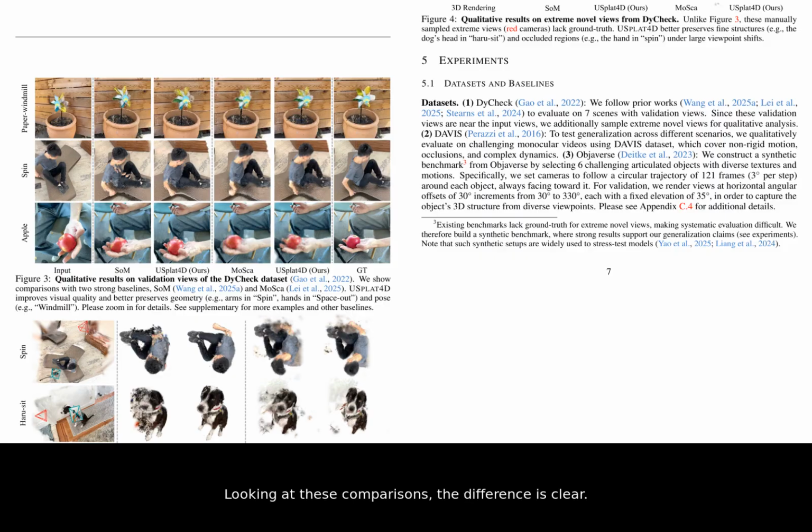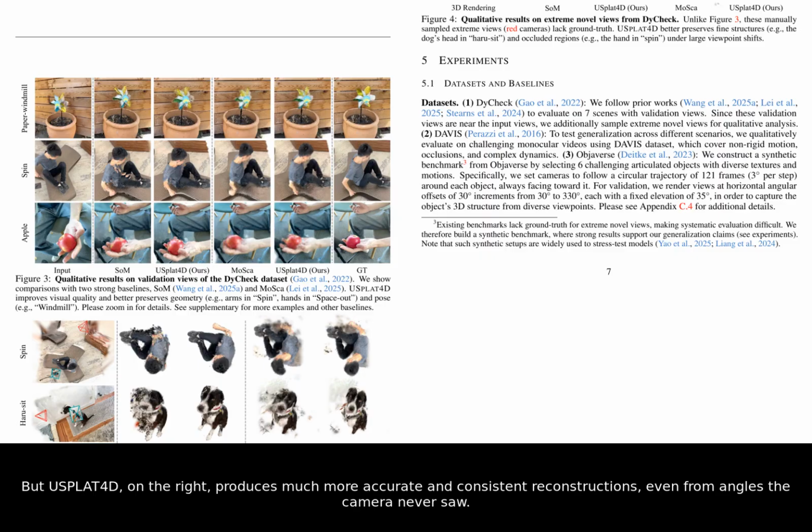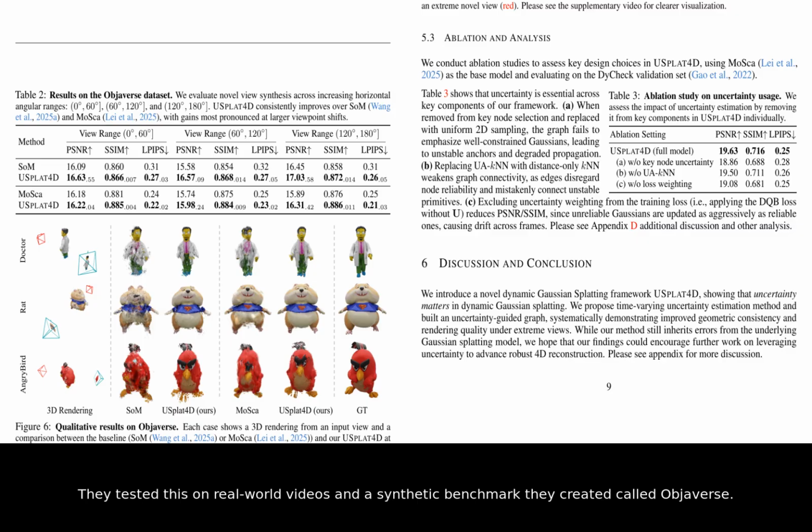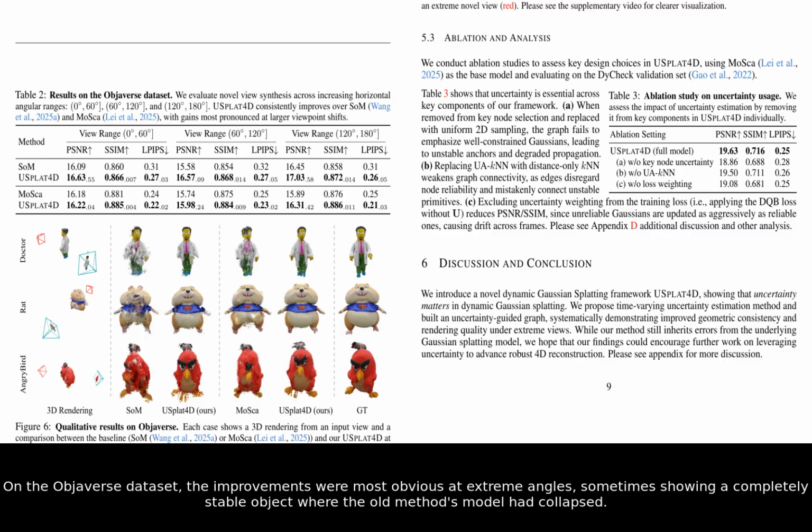So, what are the results? Looking at these comparisons, the difference is clear. The older methods on the left struggle with extreme viewpoints, resulting in blurry or distorted figures. But Splat4D on the right produces much more accurate and consistent reconstructions, even from angles the camera never saw. They tested this on real-world videos and a synthetic benchmark they created called Objiverse. On the Objiverse dataset, the improvements were most obvious at extreme angles, sometimes showing a completely stable object where the old method's model had collapsed.